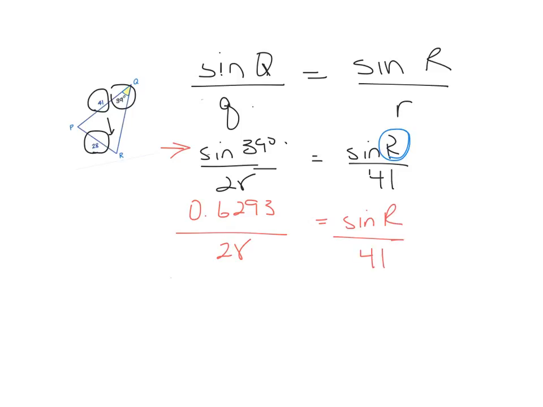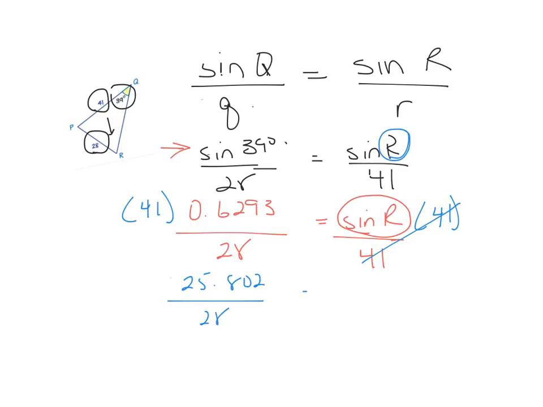Now you're going to try and get this sine R alone on its side. So you always ask yourself, what is sine R and 41 doing with one another? Are they multiplying, dividing, adding, or subtracting? Since they're dividing, the opposite of dividing is to multiply. So you multiply both sides by 41. Whatever you do to one side, you must do to the other. Those are going to go away. So now we have 41 times 0.629, and we end up with 25.802 all over 28 equals sine R.